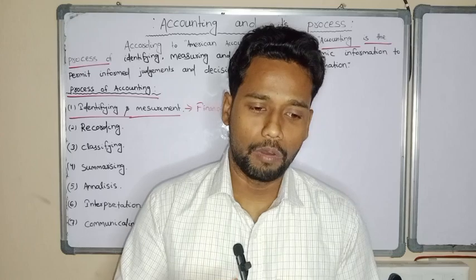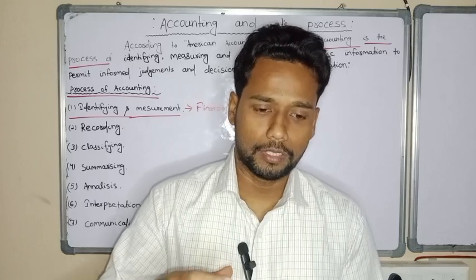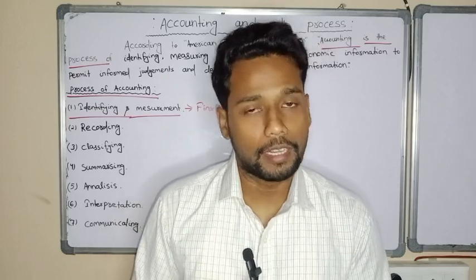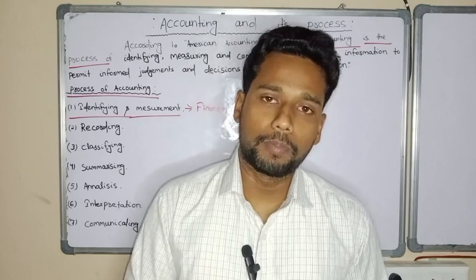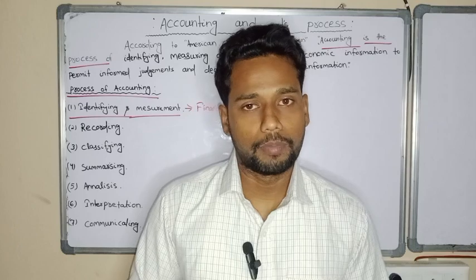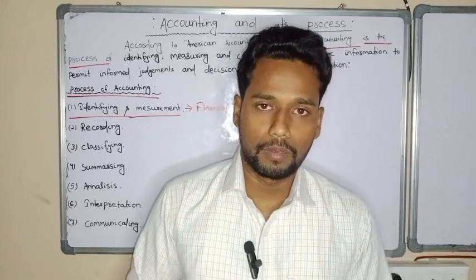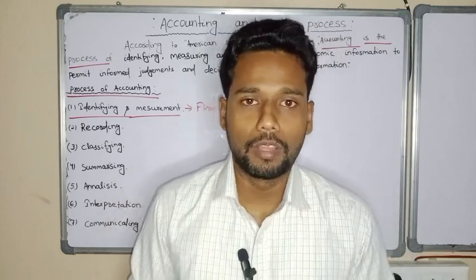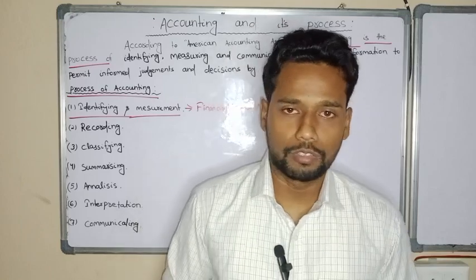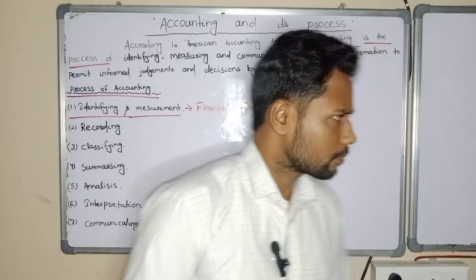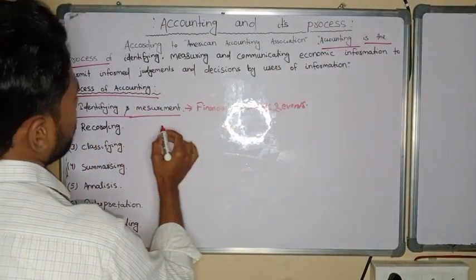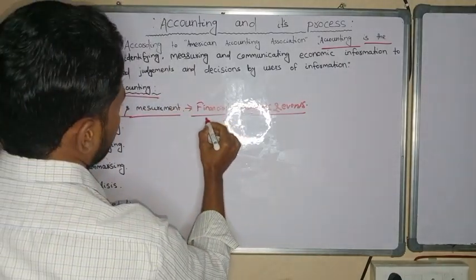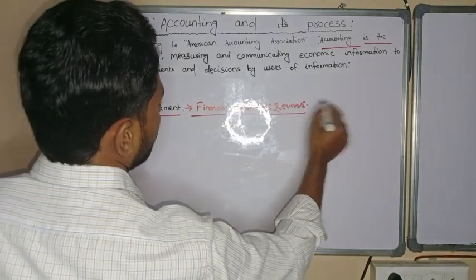First, we have to measure how many kg of raw materials are lost. Then multiply by the price: measurement into price is equal to a figure. For example, 10,000. This is the financial figure. We can record it then. Without measurement, we cannot record. So the first step is identifying and measurement of financial transactions and events. Examples of transactions are sales and purchase. Events are profits and losses.